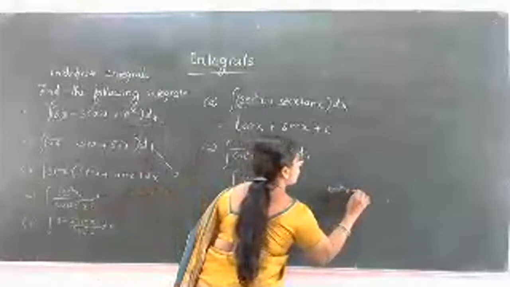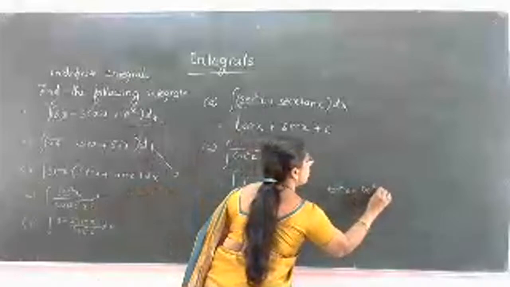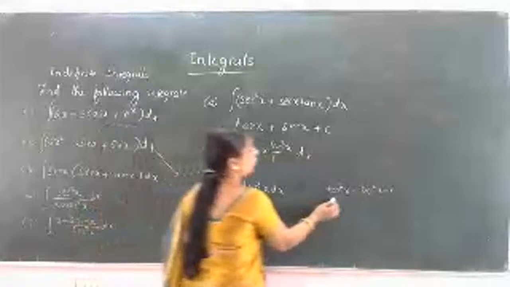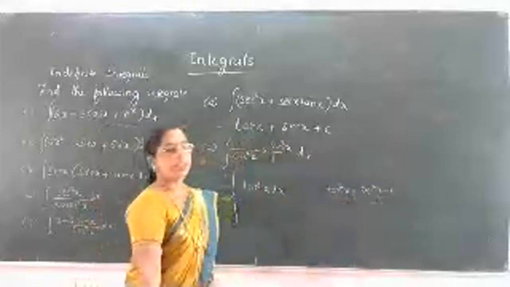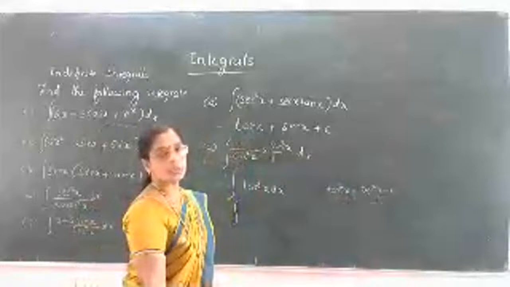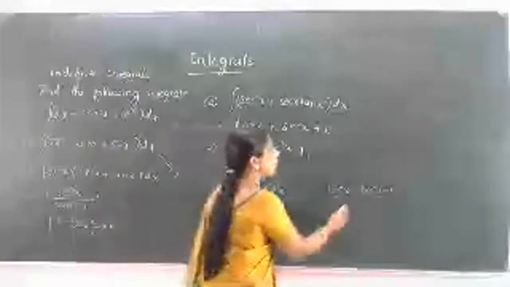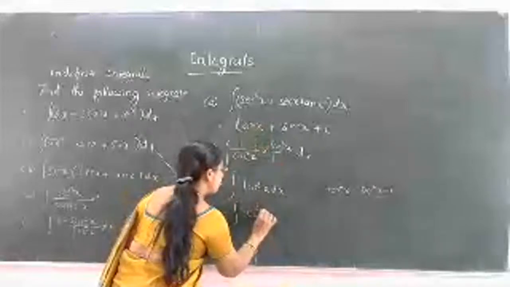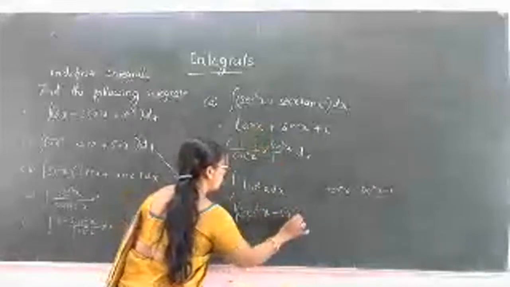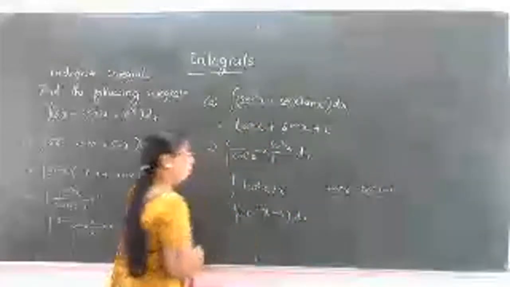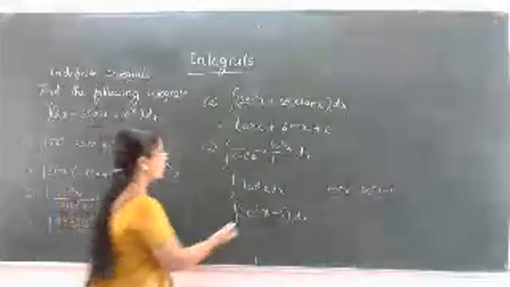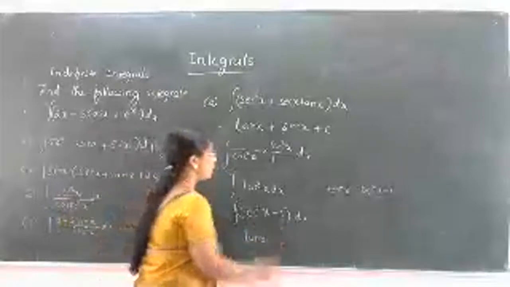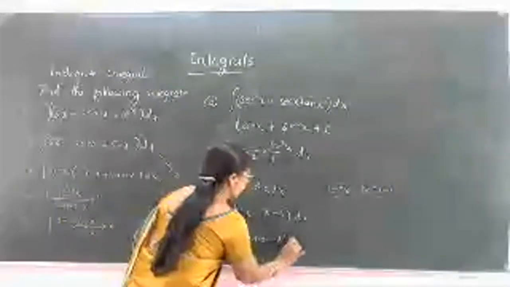Tan square x is equal to secant square x minus 1. You already know the identities: 1 plus tan square x is equal to secant square x. Therefore, tan square x is equal to secant square x minus 1. Therefore, I write it as secant square x minus 1 dx. We can easily write that the integration of secant square x is tan x. Then the integration of 1 is x plus c.